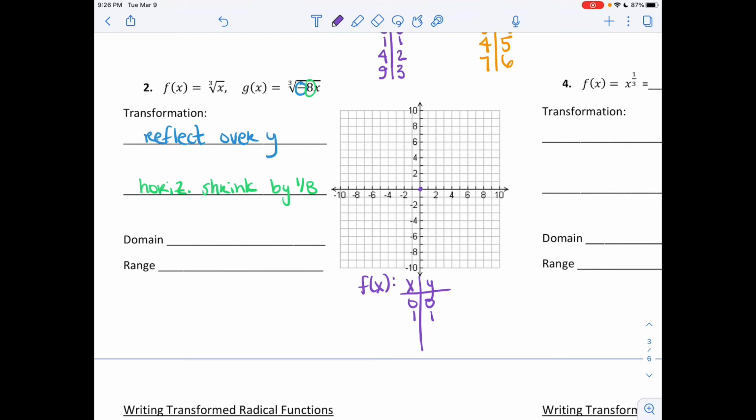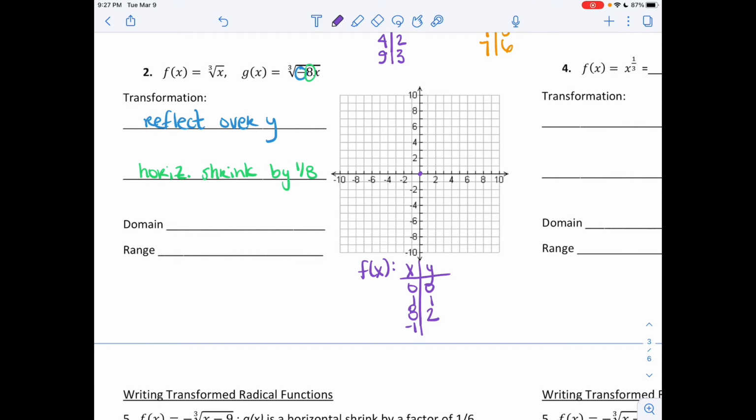Now I want to pick the next x value that's going to be a perfect cube. So if I picked an x value of 8, I would get that the cubed root of 8 was 2. So for an x value of 8, I'm going to get a 2. Now let's go the other direction. Remember that this graph went from positive to negative infinity. So at negative 1, I will get a y value of negative 1. And at negative 8, I'm going to get a y value of negative 2.